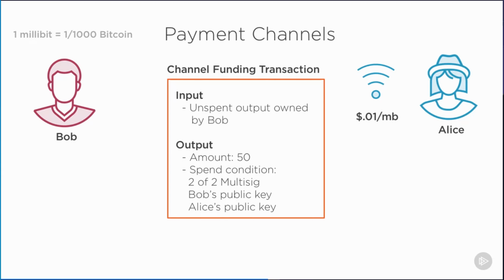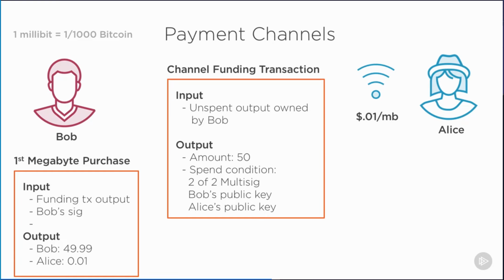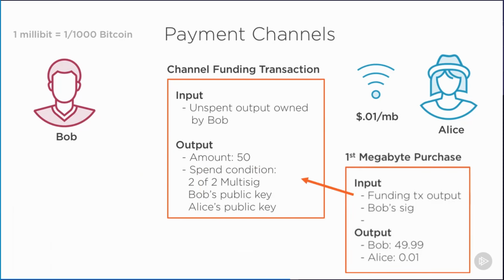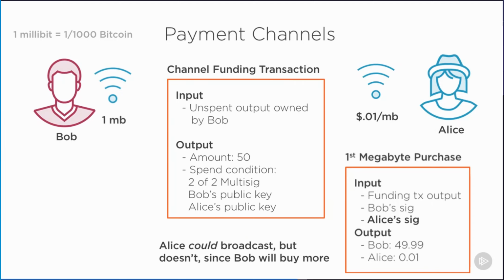To purchase his first megabyte, Bob creates a new transaction sourcing that funding output and giving 49.99 millibits back to himself and 0.01 to Alice. He signs the transaction and sends it to Alice. At this point, Alice could sign and broadcast the transaction to receive 0.01 millibits, but she doesn't because Bob plans to keep using the service.